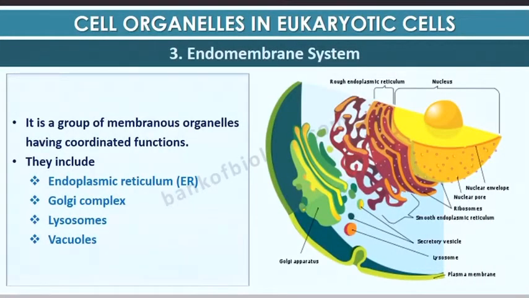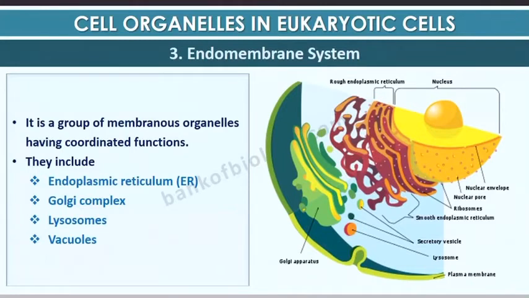And then we go to endomembrane system, means there will be cell organelles which will be having their own membrane. We said in prokaryotic, membraneless cell organelles. Here we are talking of all the cell organelles in eukaryotic will have their own membranes. So it's a group of membranous organelles having coordinated functions.